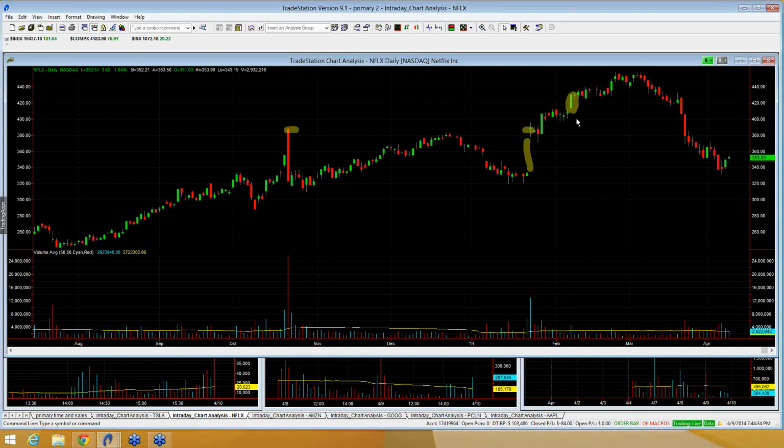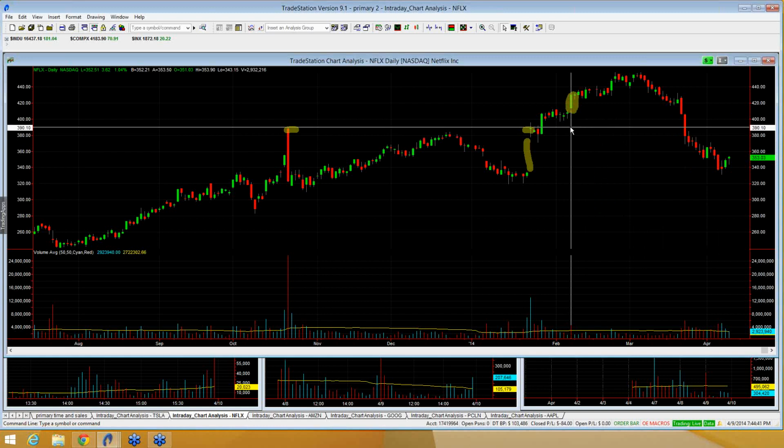and get back near its opening price. So I see a gap higher and I see it hold on to the majority of those gains and get back above its opening price. Now I know it's ready to rock and roll.